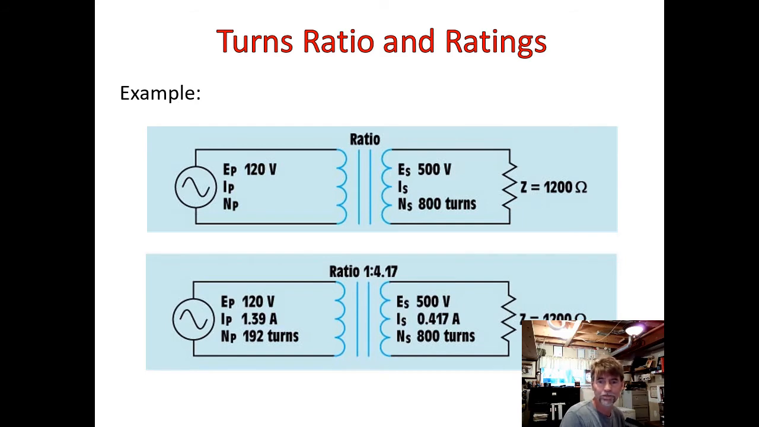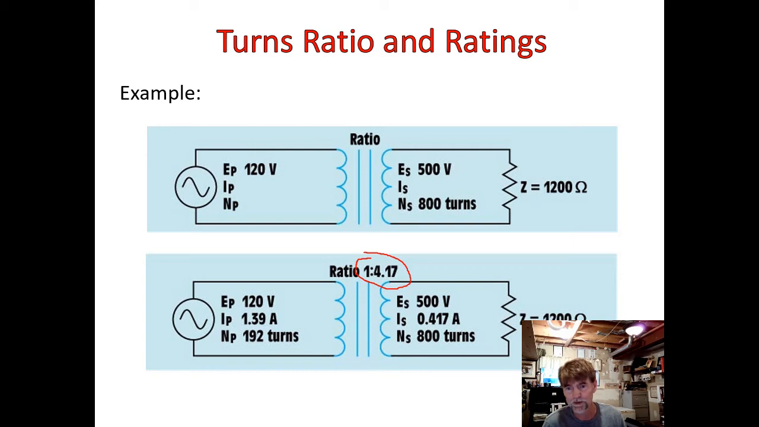Here are the numbers. Okay, so the turns ratio happens to be a kind of clumsy number here, but for every 1 volt on the primary side, we have 4.17 volts on the secondary side. Or for every turn we have on the primary side, we have 4.17 turns on the secondary side. So we knew that our secondary coil had 800 turns. We can use this number to figure out how many turns we have on the primary side, which ends up being 192.